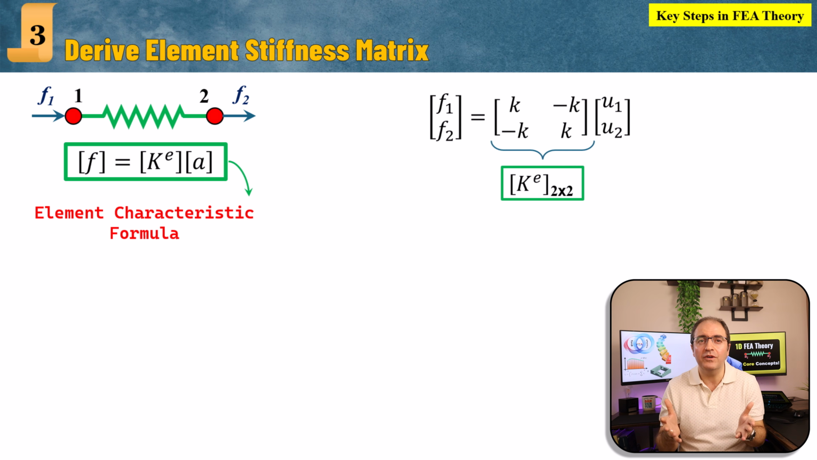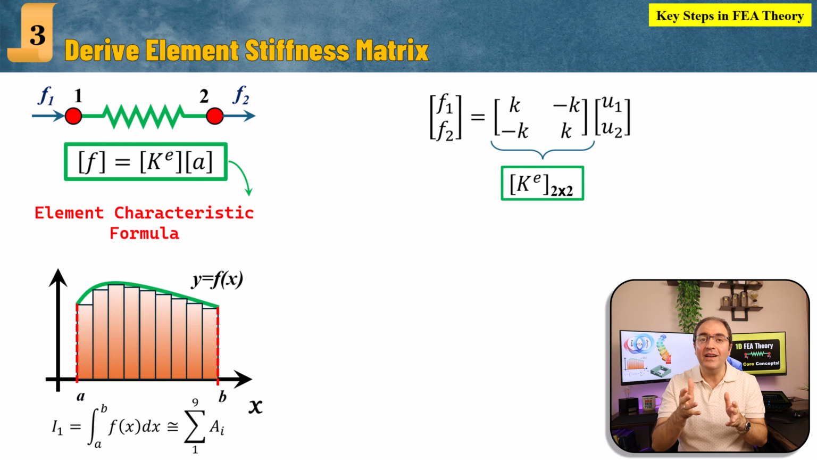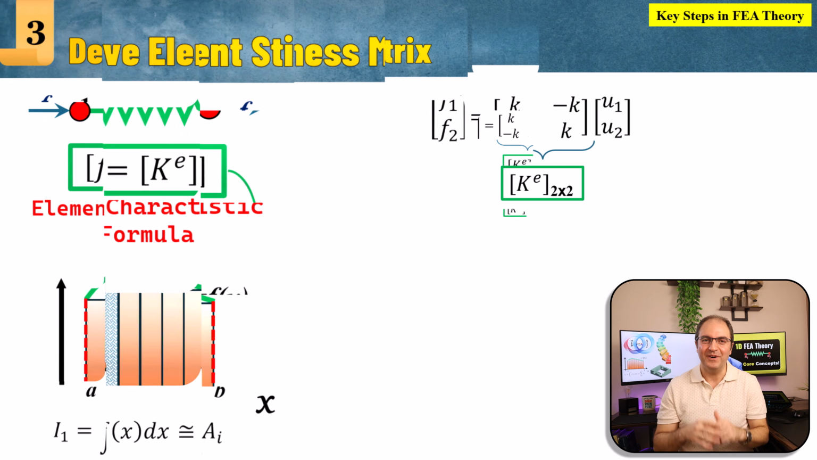It tells us how much force is required to produce a unit displacement at each node, assuming all other nodes are fixed. This matrix is always a square, and its size is equal to the total number of degrees of freedom for the element. For example, here, for a two-node spring element with 1 degree of freedom per node, the size of the element stiffness matrix is 2x2, as we have a total 2 degrees of freedom, Ui and Uj. And before I forget it, I need to mention that this step is like finding the area of each strip in numerical integration. Let's go to step 4.